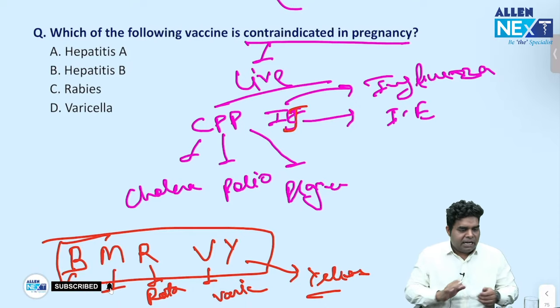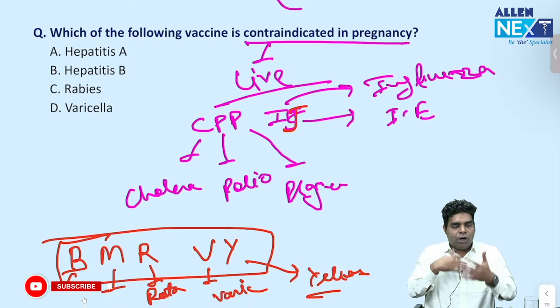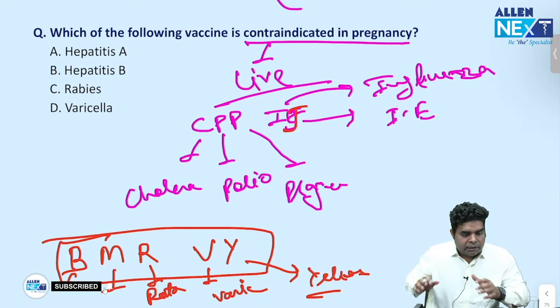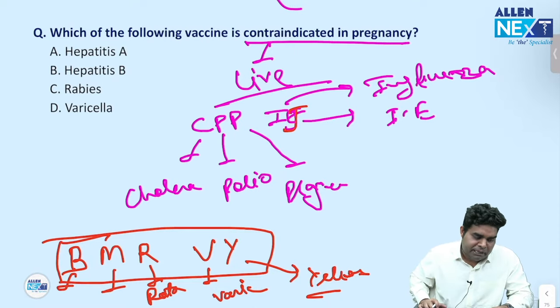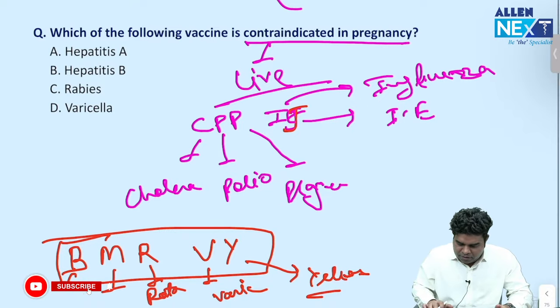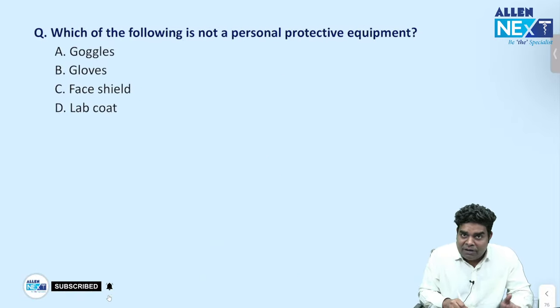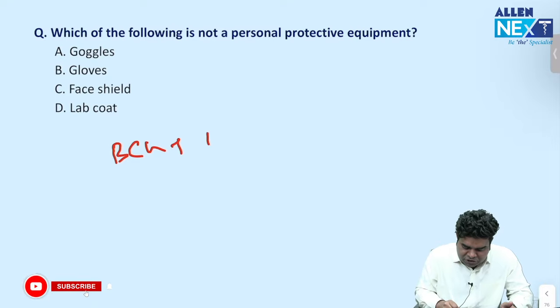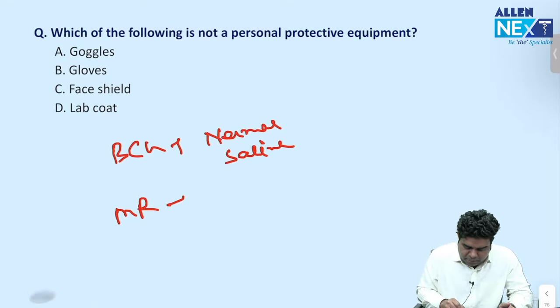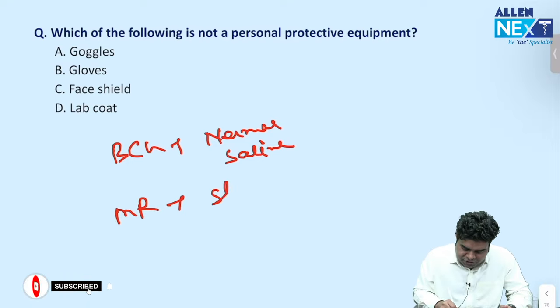Dr. Amit Rajanand has asked, which vaccine has which diluent? Please tell once. Why not, Amit? Sure. See, there are three vaccines in which diluent is used. BCG is normal saline. MR or MMR, now we use MR, so it is sterile water.